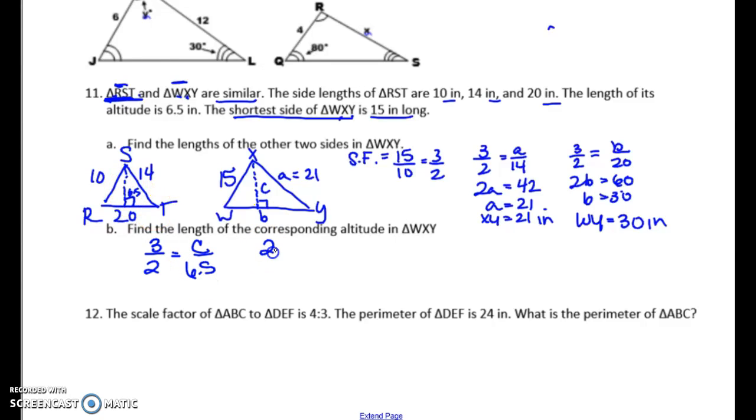And then I cross multiply, I get 2C equals 19.5, and I divide both sides by 2, and I get that C equals 9.75 inches. Okay? If you have any other questions, let me know.